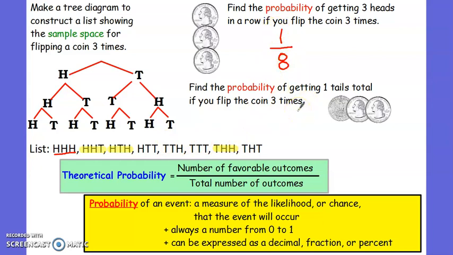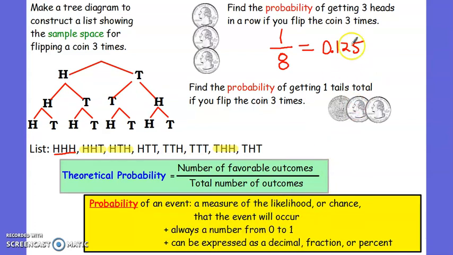And again, you could write that as a decimal. Every probability of an event always is a number somewhere between 0 and 1. And 1/8, or basically 0.125, is definitely between 0 and 1. It's the measure or likelihood, or the chance of something happening, right? The chance of an event happening.